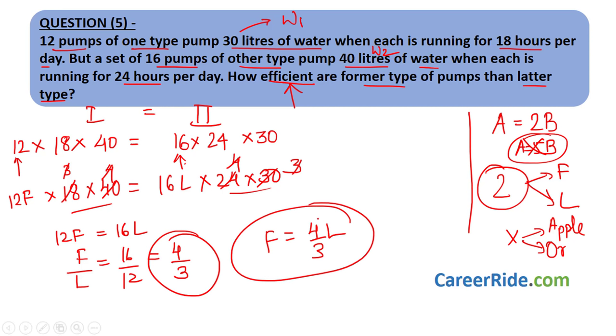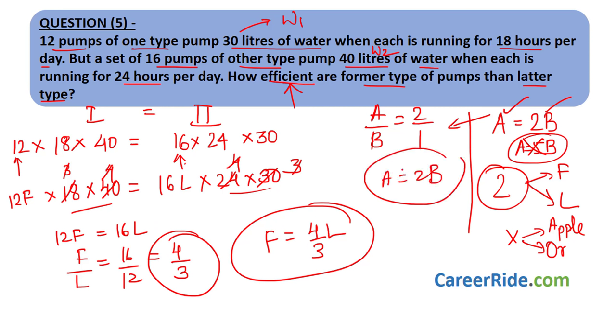Why? Over here, what we saw, if A is 2 times more efficient than B, then A does 2 times more work than B. So what would be A upon B? 2 upon 1. Same way over here, 12F equals 16L, so F would be 4 by 3 times of L. So if A is 2B, this means that A is 2 times more efficient than B, then this means the former type of pump is 4 by 3 times more efficient than L. See how easily you got the answer.